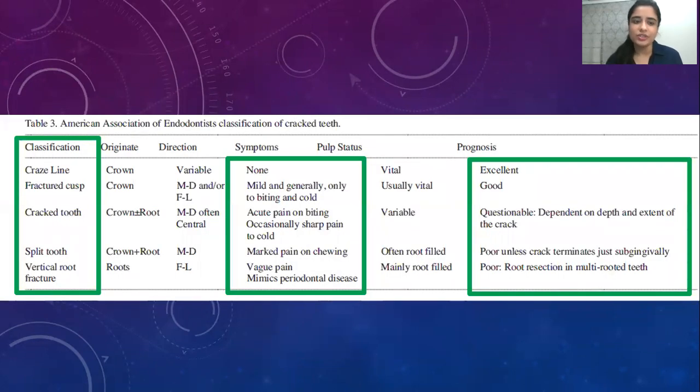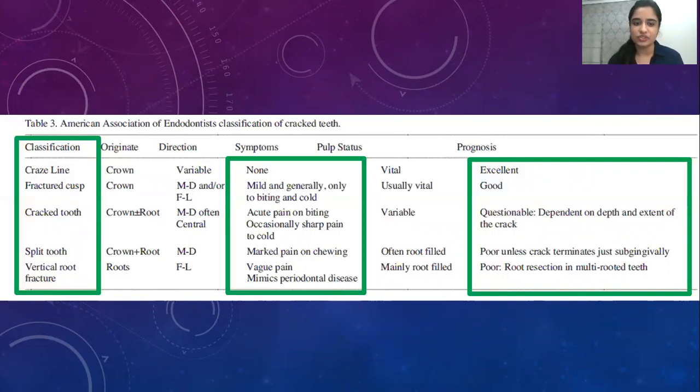According to the American Association of Endodontists, the classification of cracked teeth, as we all know, includes a craze line, a fractured cusp, a cracked tooth, a split tooth, and vertical root fracture. They can have varied symptoms. If the patient comes with a craze line, generally they will not have any kind of discomfort, only you will be able to see it. So the prognosis for such cases will be excellent.